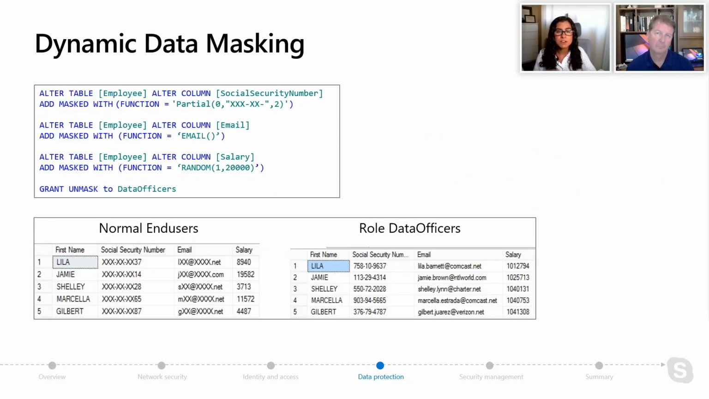And you see from the syntax that you can set this up for specific columns in a table, and there are different functions that we have available. There's just a few examples on the screen, whether it's a partial mask, an email mask, or a random mask. And you basically do this by adding masked with, and then you can grant unmasked to specific roles. So in this case, we're doing it to the role of data officers, which might contain some users that do need access to that data, like the email addresses, but from everyone else, they will not be able to do this.